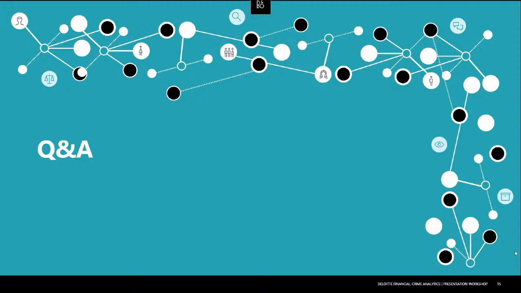Is there an intersection between financial crime analytics and tax? Have you ever dealt with a case of tax fraud? I personally have not. I haven't either. I'm sure there are implications.